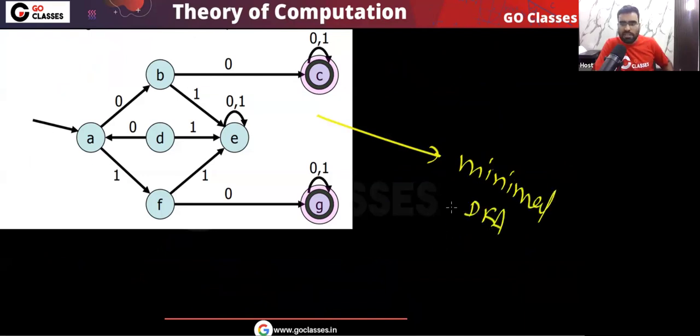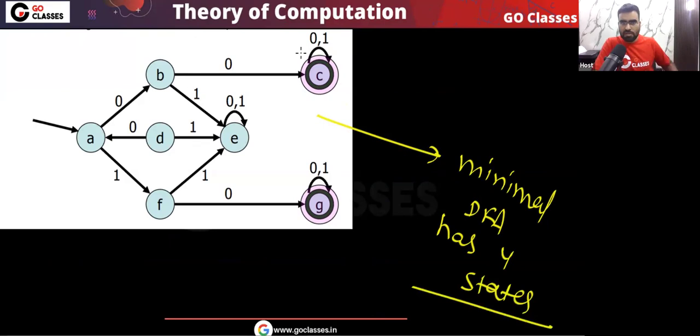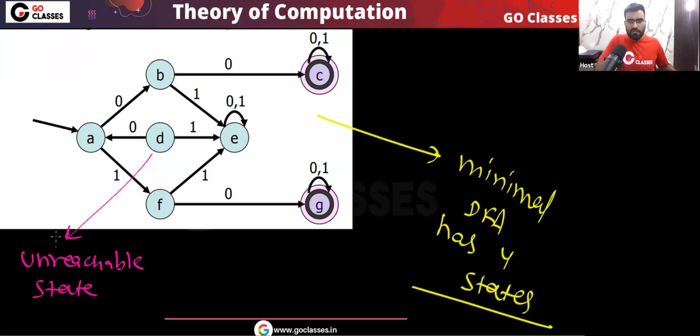So remember, this DFA we can minimize and the minimal DFA will have how many states? For this DFA, the minimal DFA will have only 4 states. There will be 4 states in the minimal DFA. And remember, this is an unreachable state. So in the beginning, you can remove it, because this is an unreachable state. Very simple point. And the minimal DFA will have 4 states.